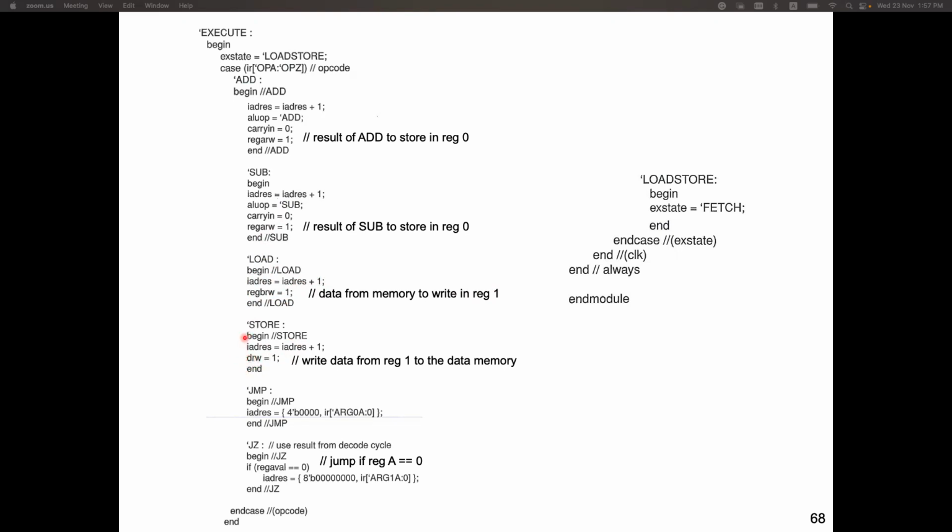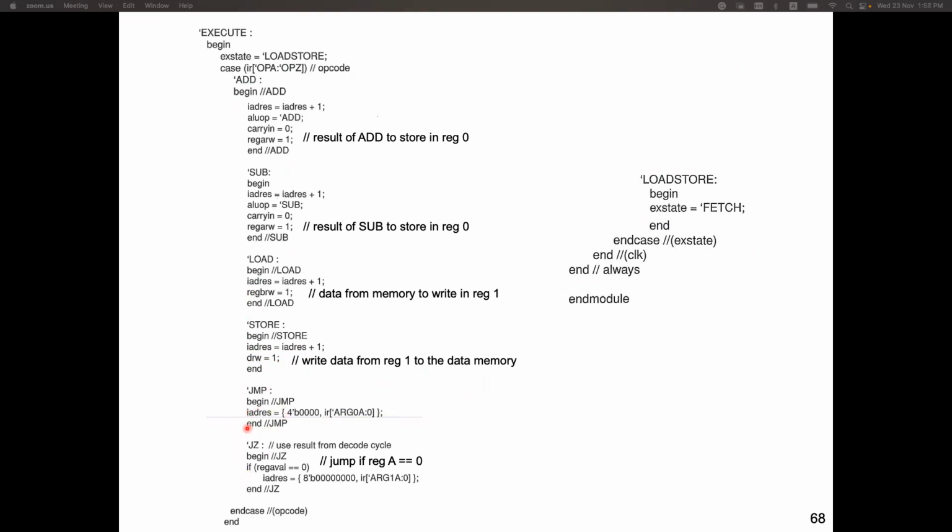Increase the PC to execute the store instruction. ALU is not involved here. No, ALU is also not involved. Only memory is involved. So for the data memory, we're going to store some value in an internal register into the data memory. So we set the data memory read-write control signal to be 1. We're going to write data from register 1 to data memory.